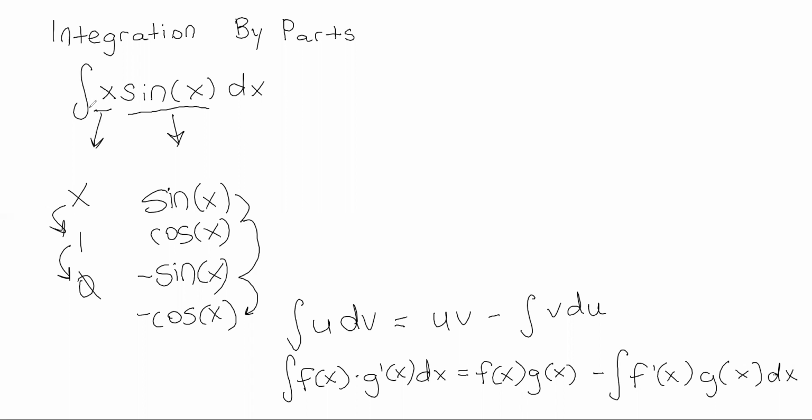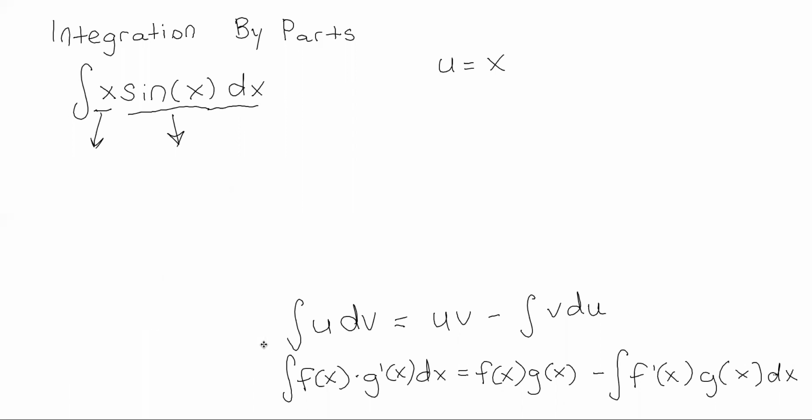So ideally, we want u to be the function that gets simpler the more we take the derivative. So that would be x. We want u to be x in this case. U should always be the function that gets simpler the more you take the derivative, and I'll show you why. So u is x, so naturally, whatever is left has to be dv. Not just sine of x, but the dx is also included in that. U is x, so dv is sine of x dx.